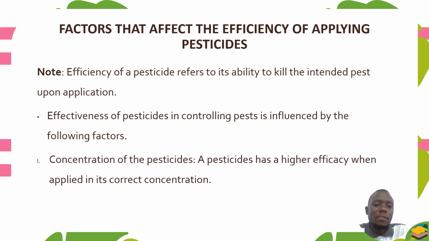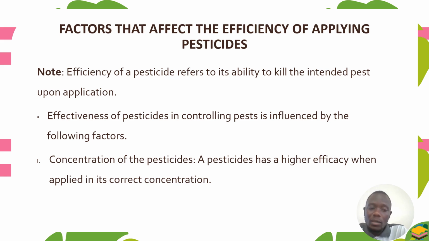Then let's look at factors that affect the efficiency of applying pesticides. You have to take note that efficiency of pesticides refers to its ability to kill the intended pest upon application. So after applying, you look at the ability of that pesticide to kill the intended pest. The effectiveness of pesticides in controlling pests is influenced by the following factors.